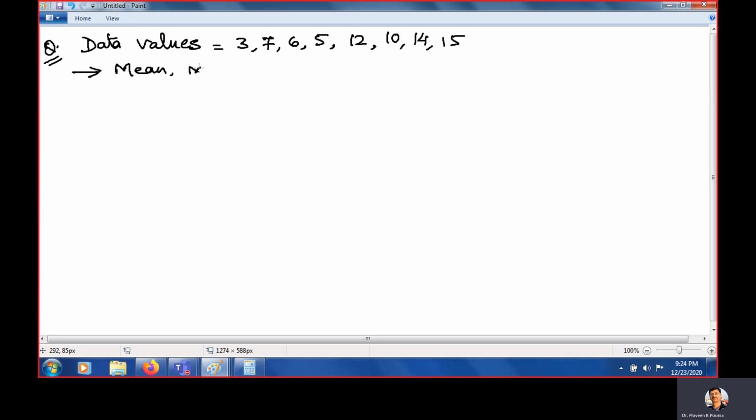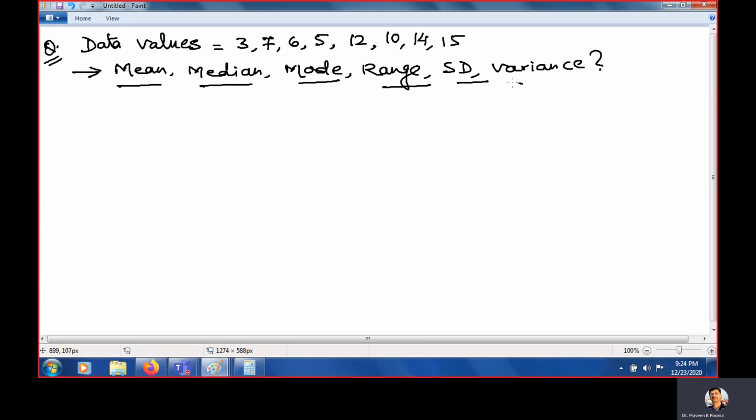Mean, median, mode, range, standard deviation and variance. You need to find all these 6 things. In this case, because standard deviation and mean are related, and then variance, first we will find the 3 things. What is the first thing? First, we are going to find the range. This is the easiest thing.